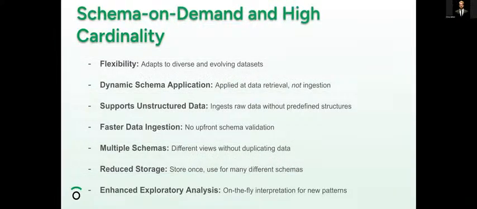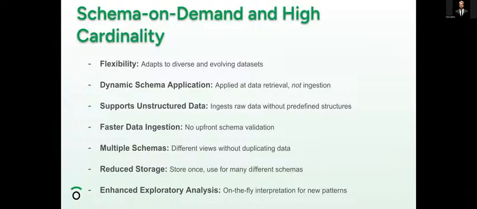So schema on demand is a defining feature of the Observe platform, and it's an incredibly powerful approach when dealing with high cardinality data. One of the most significant benefits of schema on demand is its flexibility. It allows the schema to be applied at the time of data retrieval rather than during ingestion, which means that you aren't limited by predefined structures when you store data. This makes it much easier to work with evolving data sets, particularly those with unpredictable or dynamic high cardinality fields.